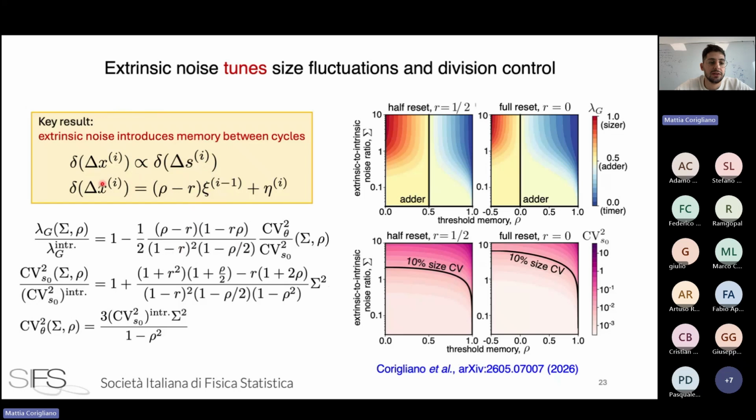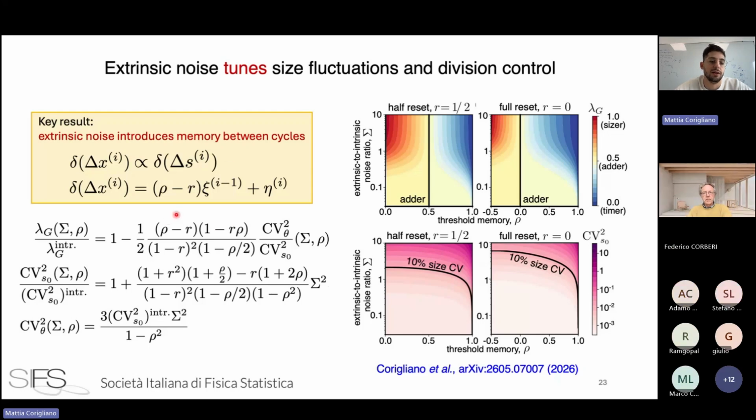So, for example, you see that the fluctuation in the added amount of molecule that you need to synthesize, which is proportional to the fluctuation of the added size in this kind of model, will be dependent on threshold fluctuation in the preceding cell cycle. So you are introducing a sort of memory, a correlation between the added size and the previous cell cycle, which allows you to tune the division control, basically.